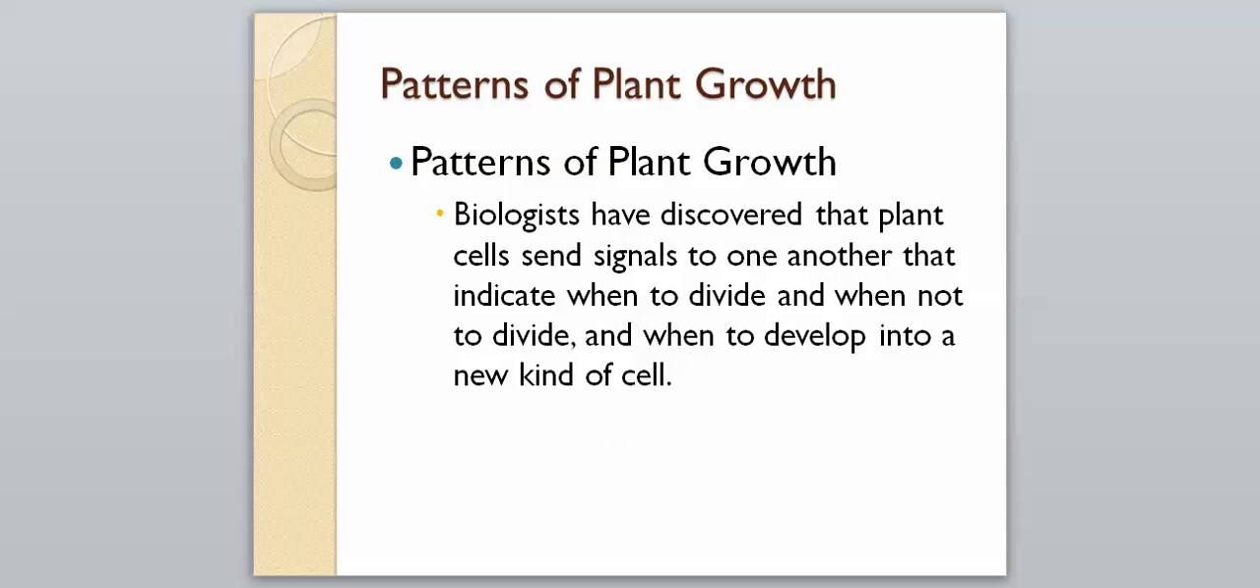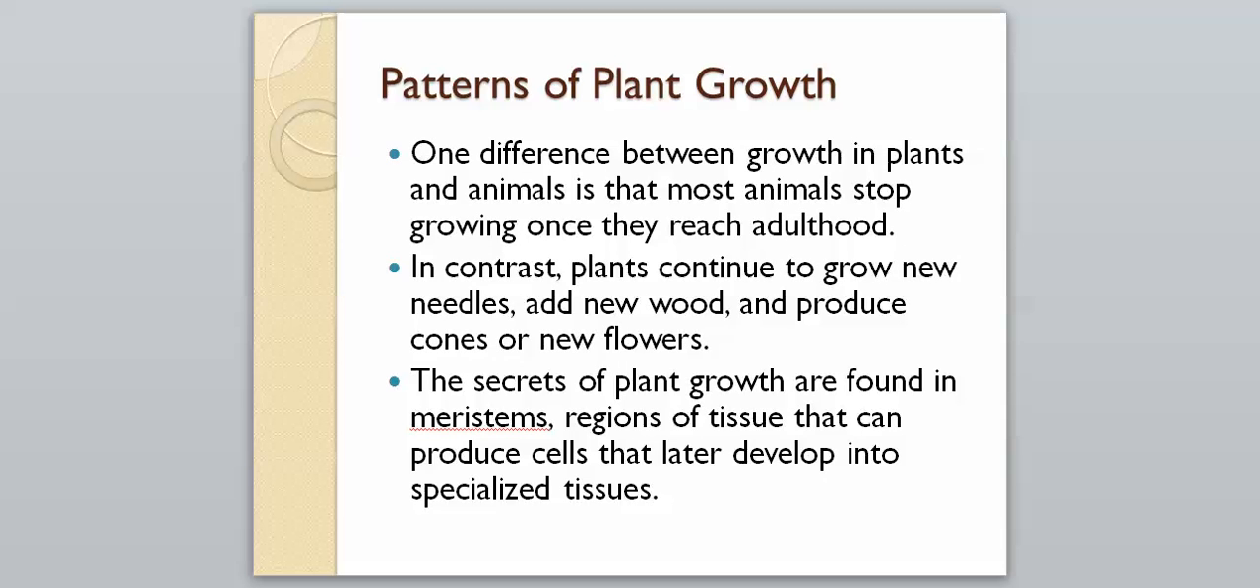And one difference between growth in plants and animals is that most animals stop growing once they reach adulthood. In contrast, plants will continue to grow new needles, add new wood, and produce cones or new flowers, so that never really stops in plants. That's a big difference there.